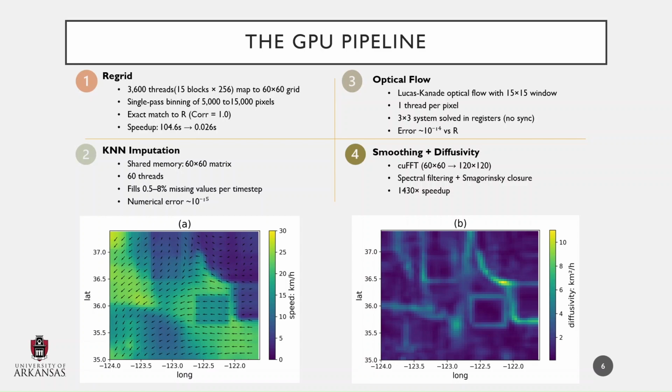That understanding motivated our full zero transfer redesign. Let me now walk through our full GPU pipeline, which eliminates all host-to-device transfers by keeping the entire computation on device. Stage 1 is regridding.